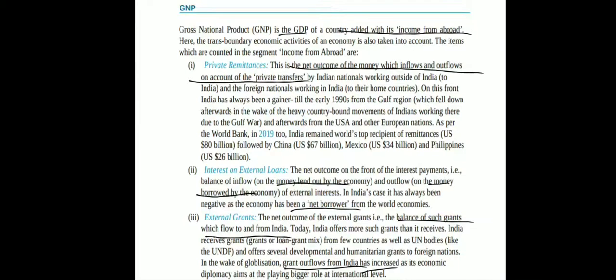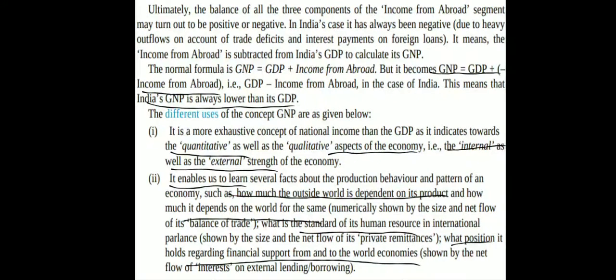The third point that we have is external grants, that is we balance the grants which flow to and from India. What are grants? These are basically investments or donations that we do to other countries in their time of need, or the other country does to us in our time of need. So the grant outflows from India have increased as its economic diplomacy aims at playing a bigger role at the international level. However, since we have remained the net borrower, we will see that India's GNP is always lower than its GDP.